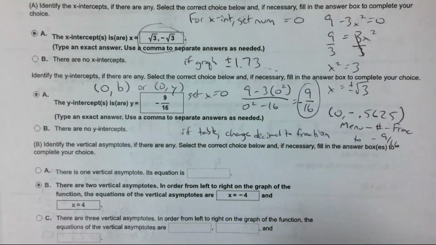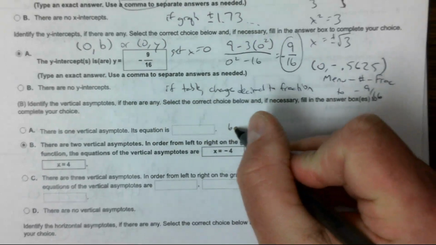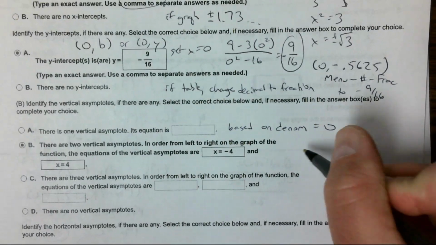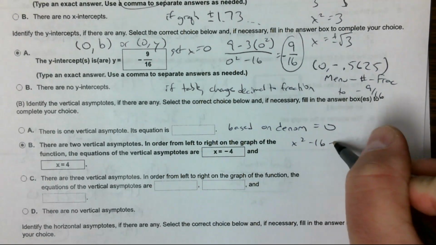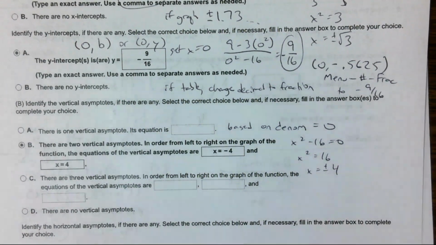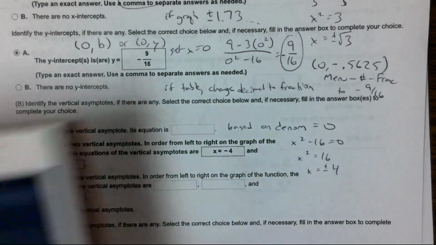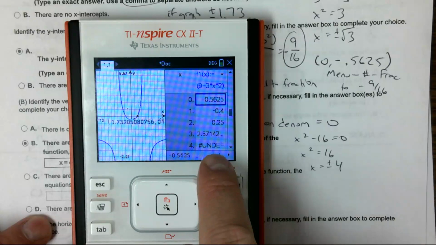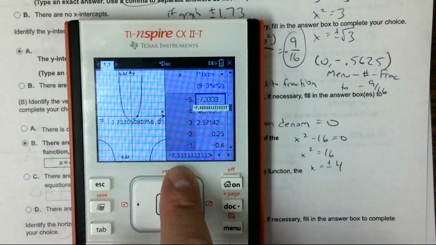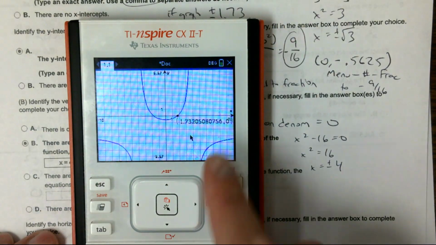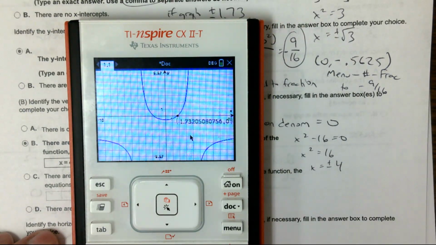Now, for the vertical asymptotes, those are going to be based on the denominator equal to 0. So if we have x squared minus 16 equals 0, x squared is 16, and x is plus or minus 4. Again, you can get that from looking at it and seeing 4 undefined and negative 4 undefined. Just kind of like eyeballing it.